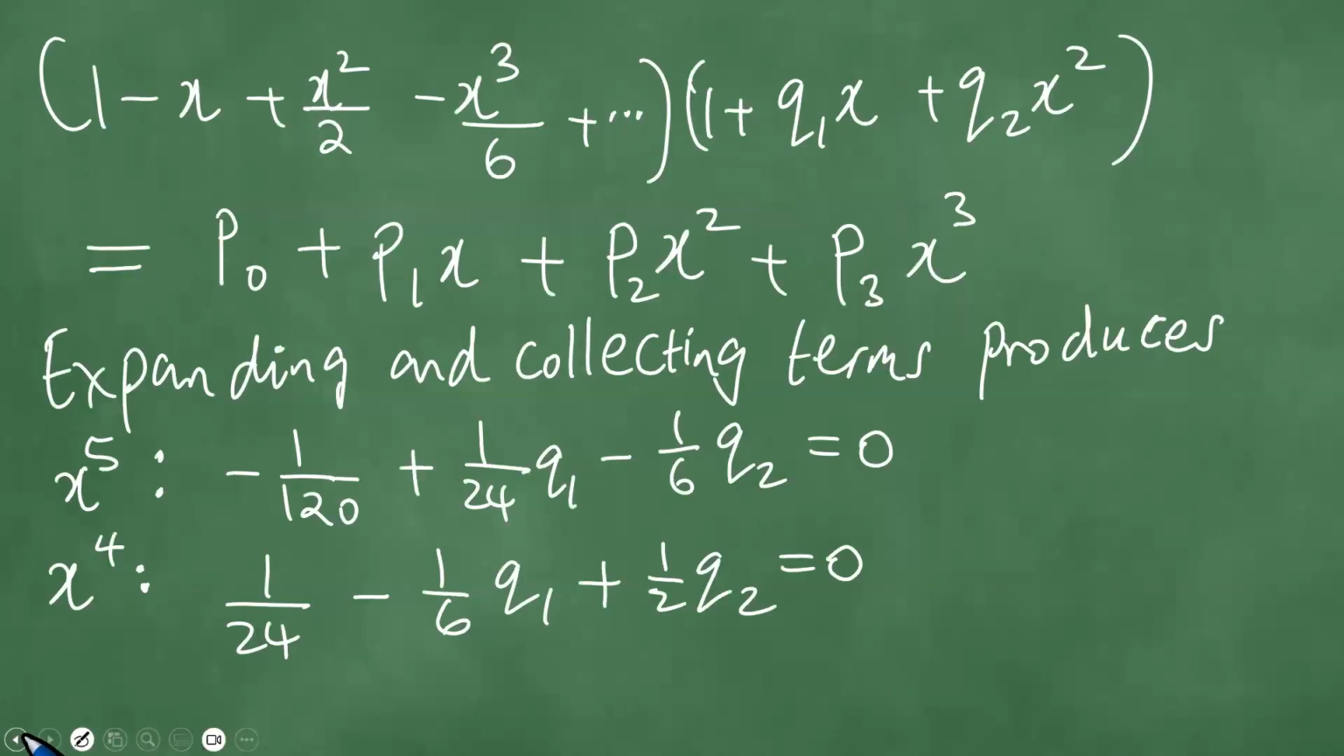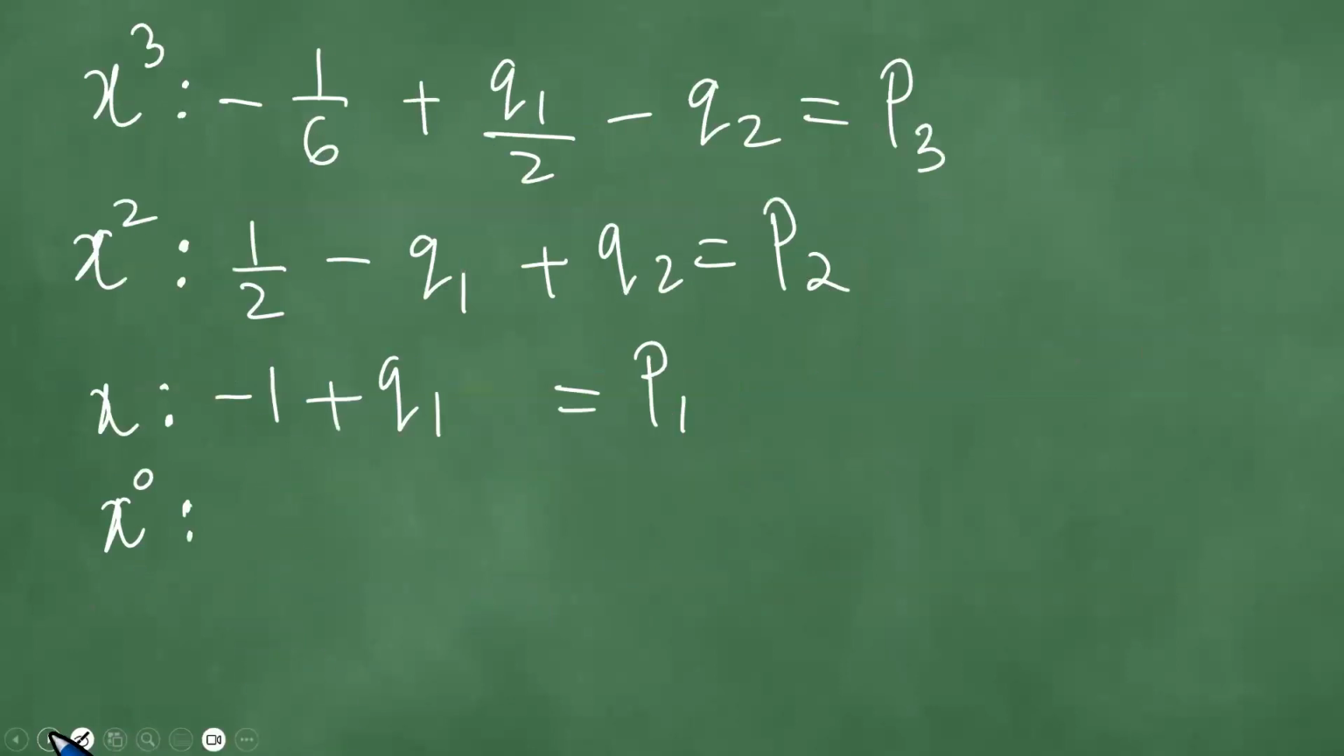X to the 0th power. So we continue. All right, x to the 0th power, the constants. So it's 1 by 1, which is 1. Then there's no other constant that's going to arise. So it's just the number 1, and then that must be equal to p naught. Like so.